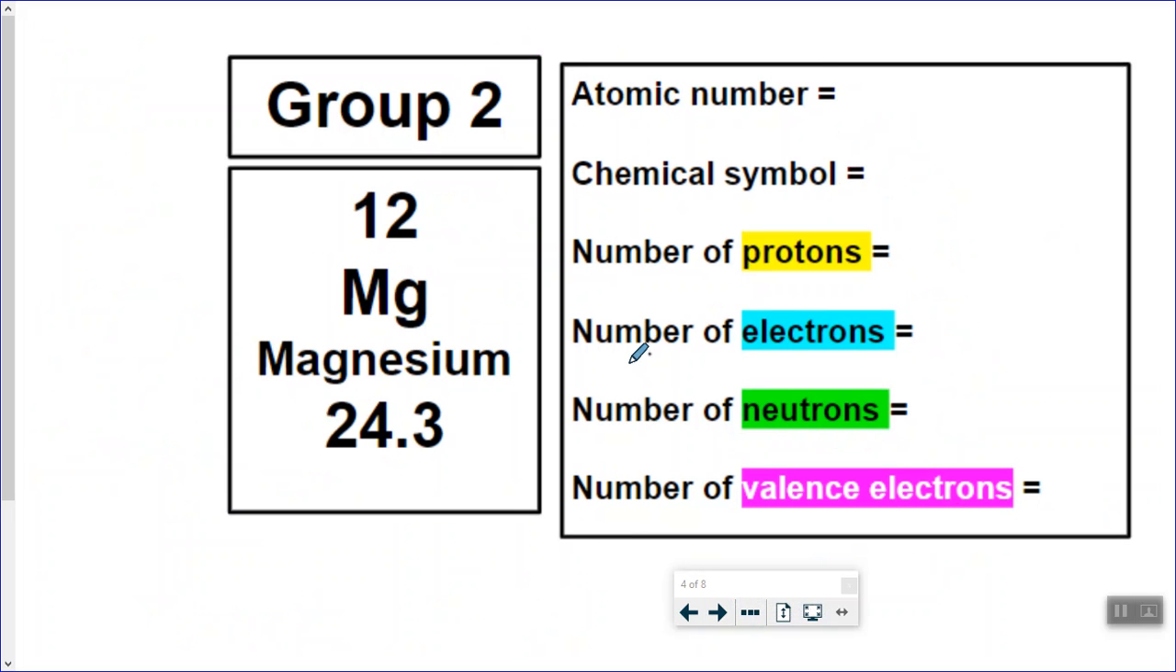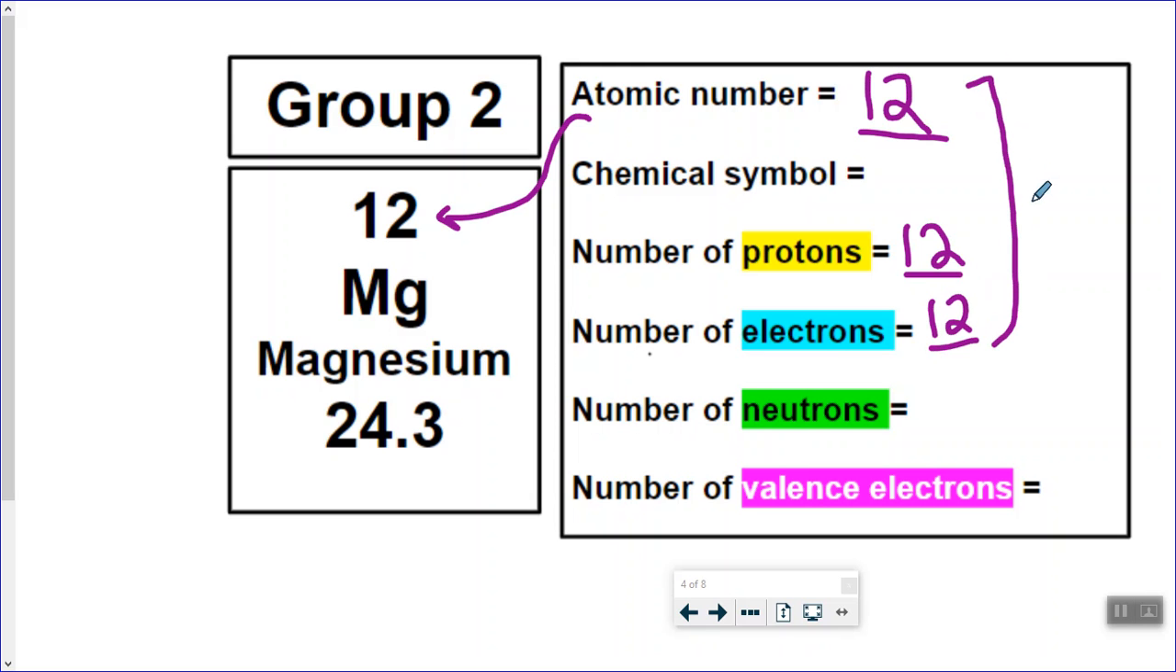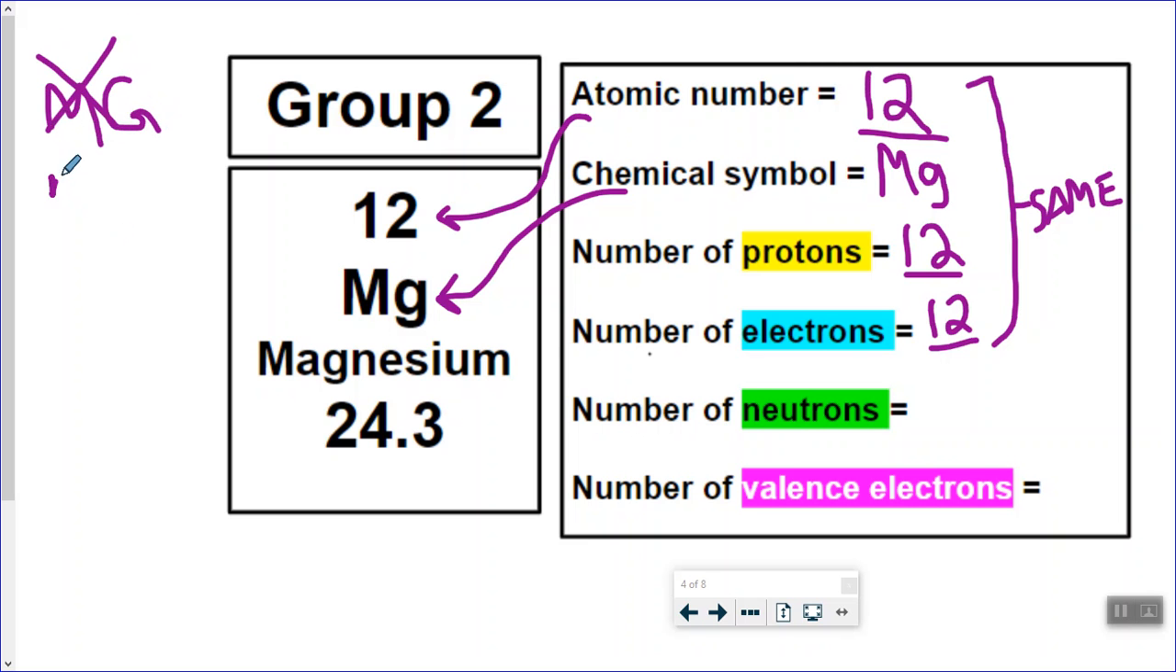All right. Now let's do magnesium. The atomic number is 12. If the atomic number is 12, that means it has 12 protons and 12 electrons. Remember, these are all the same. The chemical symbol is right here. Mg. Not like this. Así no. It needs to be a capital M, little g.